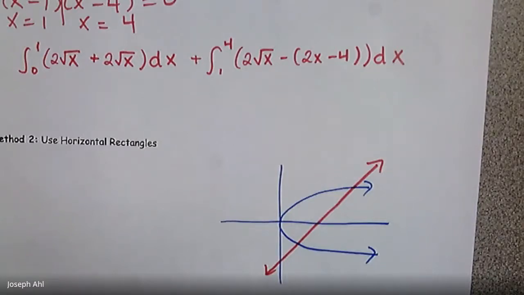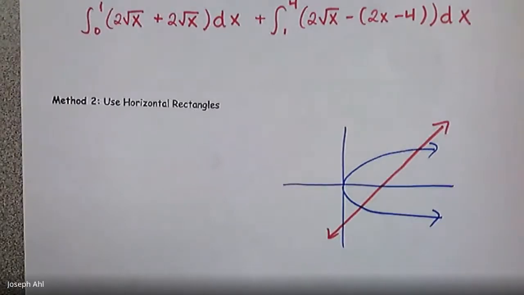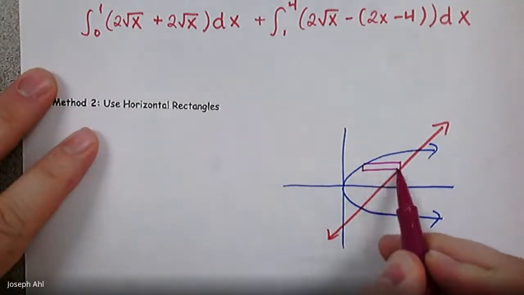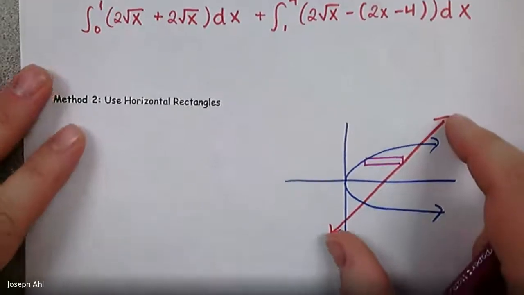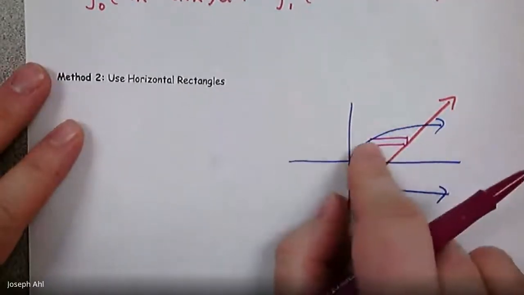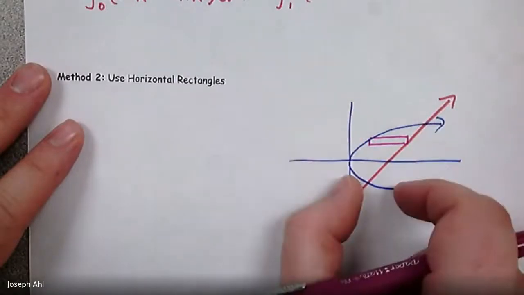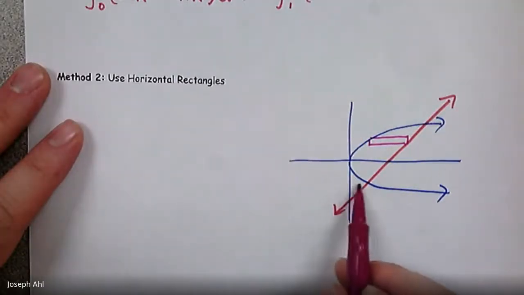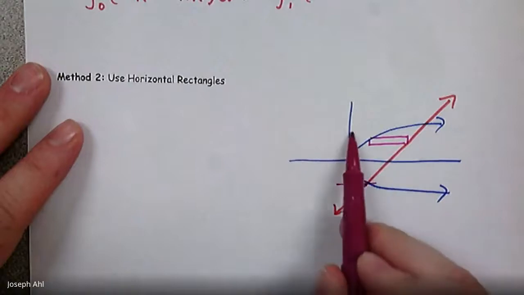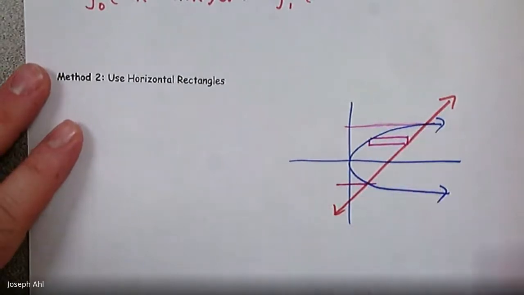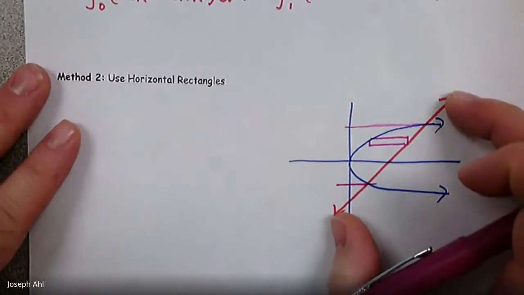So if we use horizontal rectangles, what we're doing is we're drawing our rectangles like this. So what I have to do now to find this area, if I'm using the rectangles that are horizontal, is we're comparing it to the y-axis. So I have to readjust the bounds here, because now my bounds of integration are this way along the y-axis, and we have to readjust our functions.